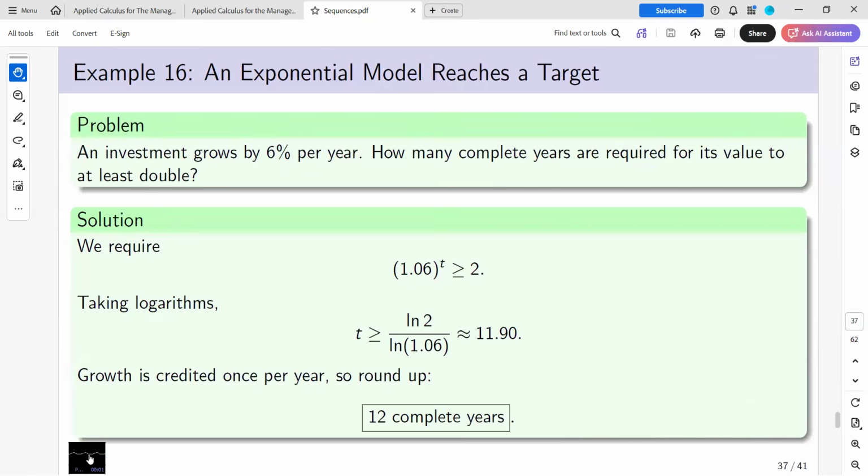A percentage increase produces an exponential model. Logarithms isolate the time exponent, and the result must be rounded up because the target has not been reached after only 11 complete years. Financial growth rounds according to reality, not convenience.